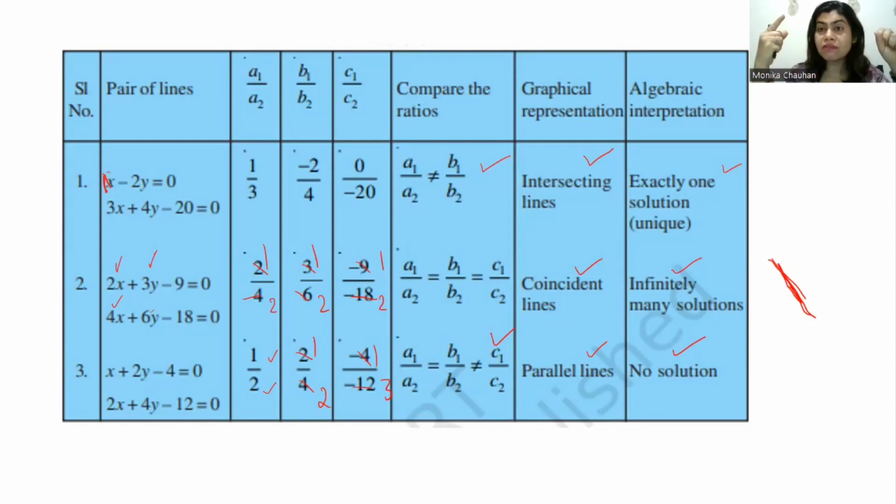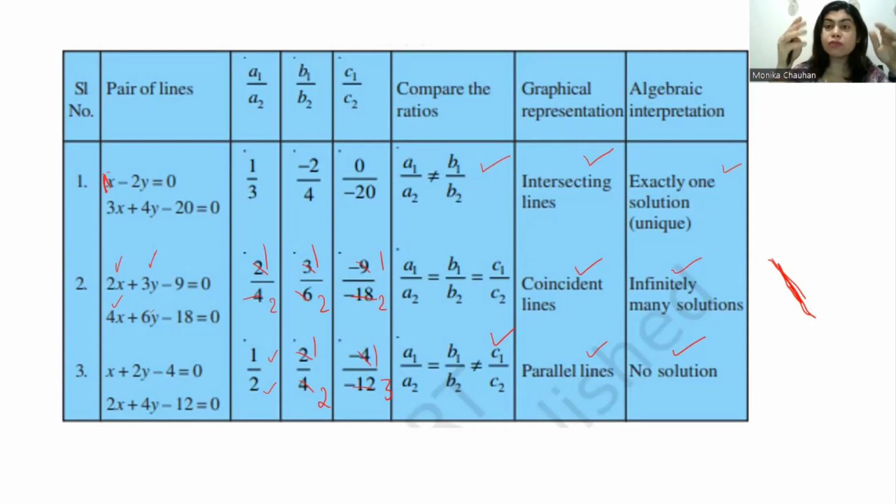Without solving, you get to know what kind of graphical representation you will get. It's very important. You'll get such kind of question in your boards also. So you don't need to solve, but when you're solving, you will understand my question is correct.